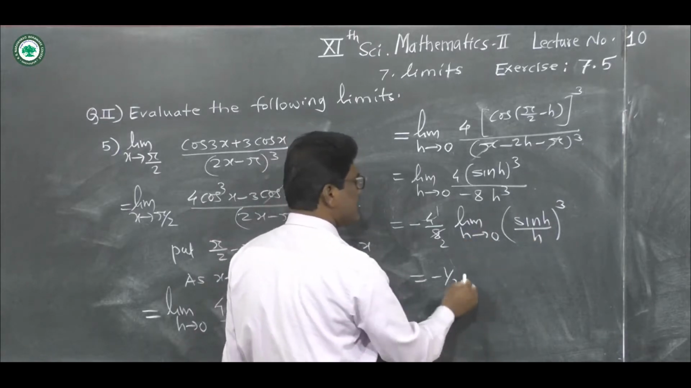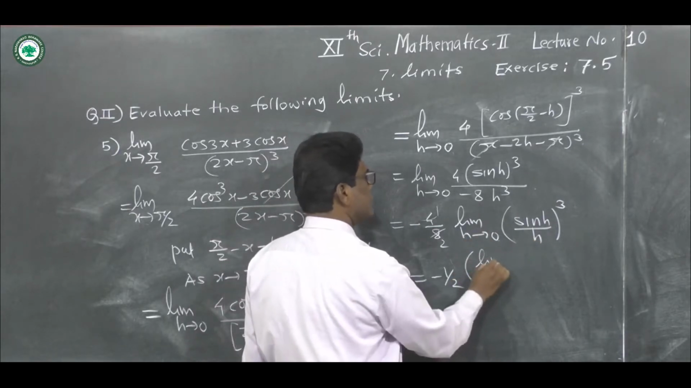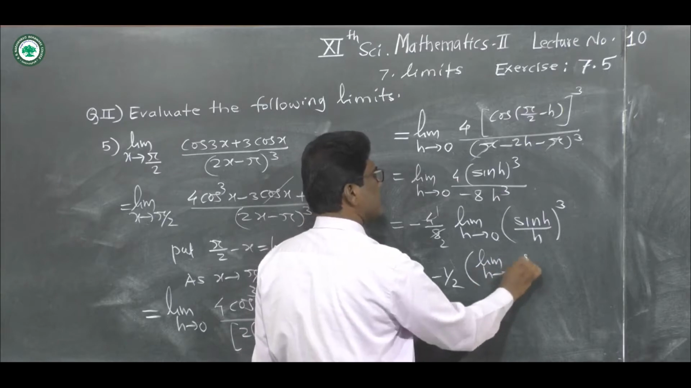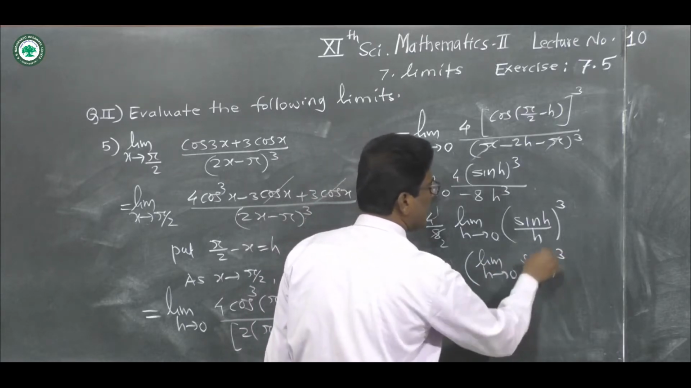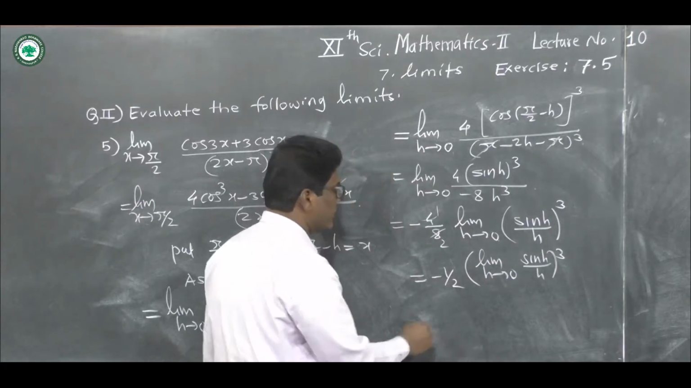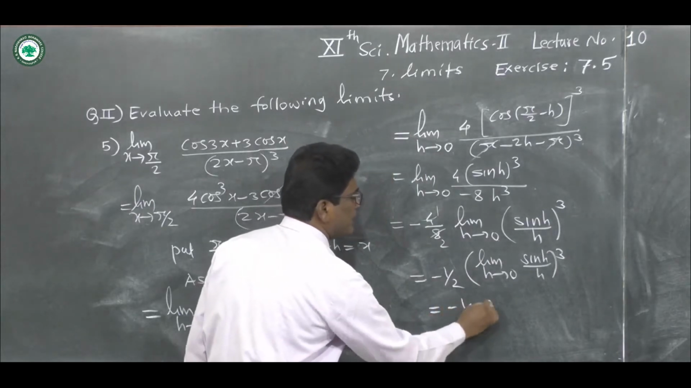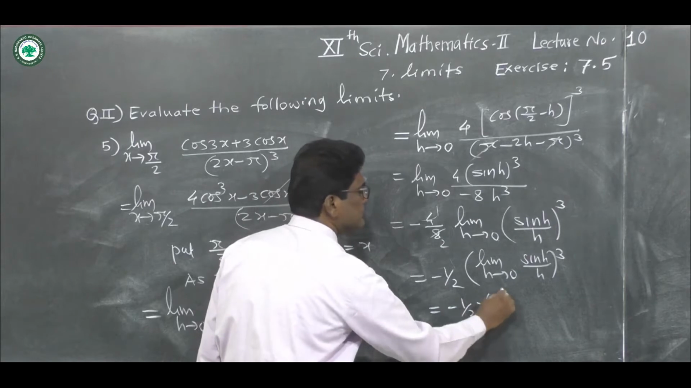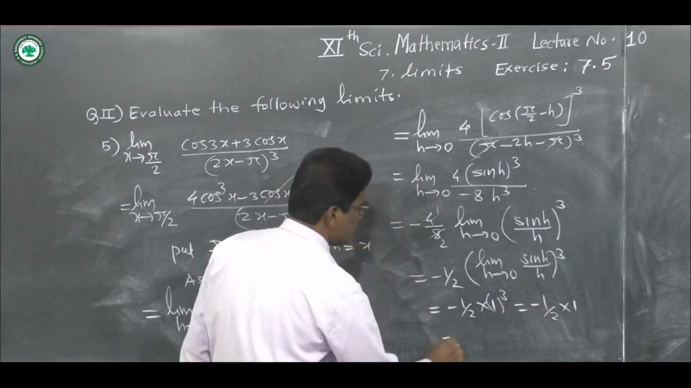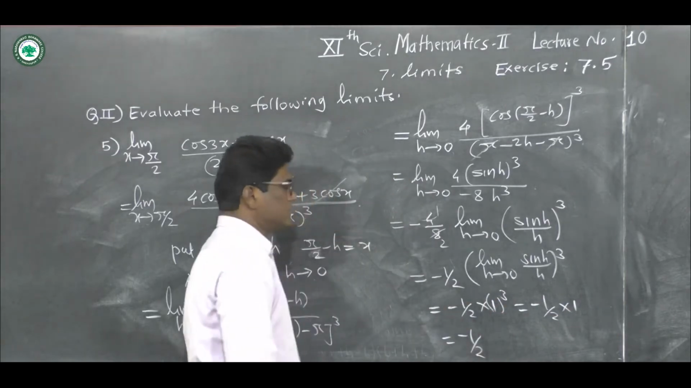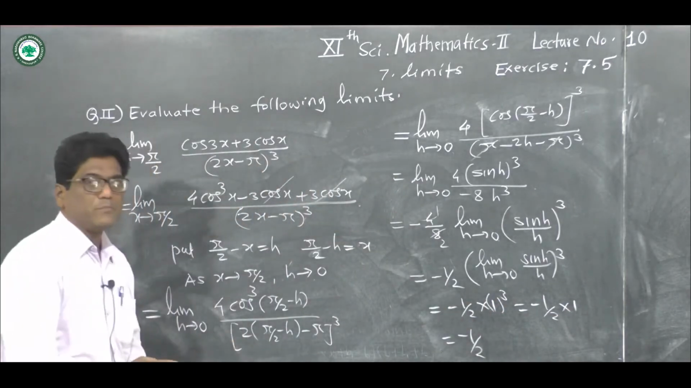Now take the limit inside the bracket. We write this as the limit as h tends to 0 of (sine h upon h) cubed. The value of this limit is 1, which is the standard formula. So it is minus 1/2 into 1 cube, and 1 cube is 1. So it is equal to minus 1/2. This is the solution for the fifth problem.